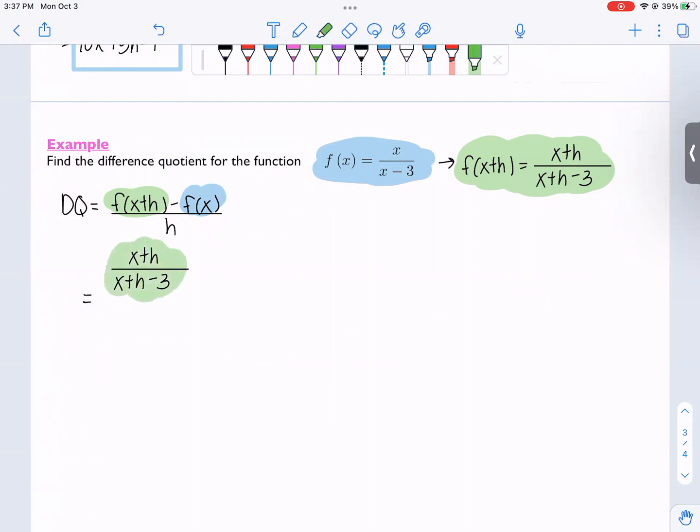So this is f of x plus h minus f of x is, put the denominator down first, x over x minus 3, all over h. You are now tasked with simplifying this fraction. This is a complex fraction. We have some issues here because I said that the h has to cancel, and it's not going to cancel in the form it's in now. So we're going to have to do a significant amount of work.